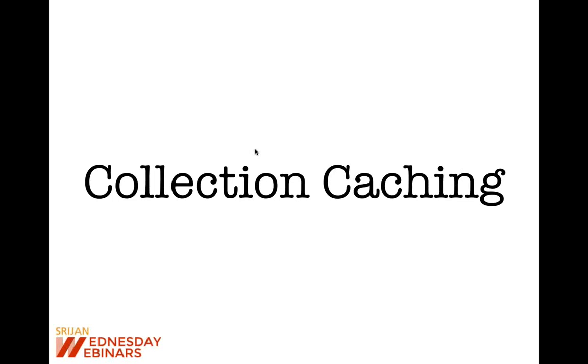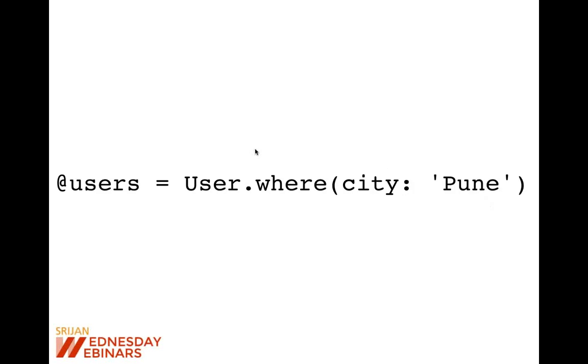This was related to caching our responses. Next up, we will see how we can cache collection objects. So we know that we can use a lot of collection objects, like @users = User.where(city: 'Pune'). This will create an ActiveRecord relation collection object. Now in previous Rails versions, there was no way to cache this particular object. Now let's see how we can cache this.